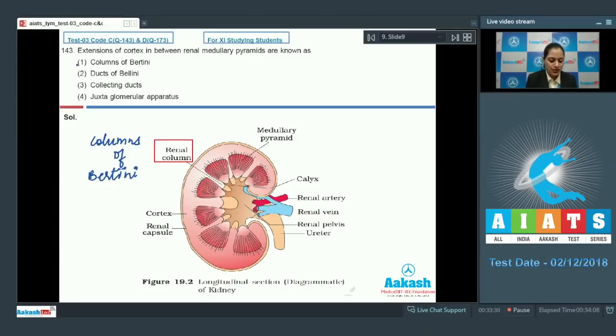So the correct answer for this question is option number 1, that is columns of Bertini are the extensions of cortex in between renal medullary pyramids, also known as renal column. Let's discuss another options also.